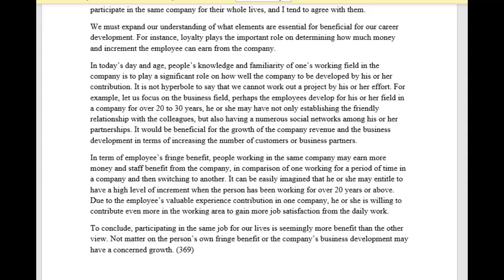To conclude, participating in the same job for our lives is seemingly more beneficial, is the word you want here, than the other view. Okay, this is a little strange, because as far as I could tell from this essay, you didn't talk about the other view. So I don't understand why you're talking about it here in your conclusion. Not matter on the person's own fringe benefit or the company's business development may have a concerned growth. All right, this sentence is a little incoherent. I'm having a hard time understanding what this means. So not matter on the person's own fringe benefit. I don't understand that, I'm afraid.